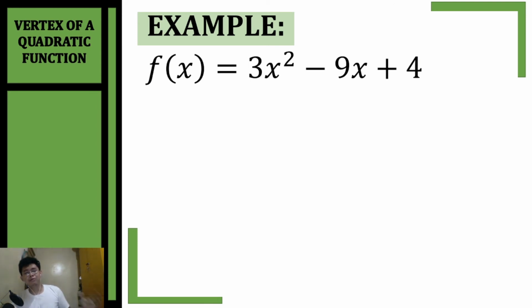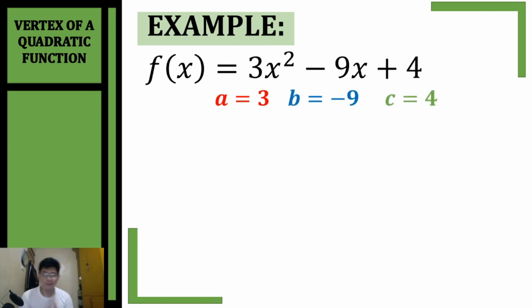So for example, we're going to find the vertex of the function f of x is equal to 3x squared minus 9x plus 4. So first, let's identify the values of a, b, and c. So the value of a is 3, b is negative 9, and c is 4. Then from there, we will use this to substitute to our formula to get our x-coordinate, which is negative b over 2a. So let's substitute.